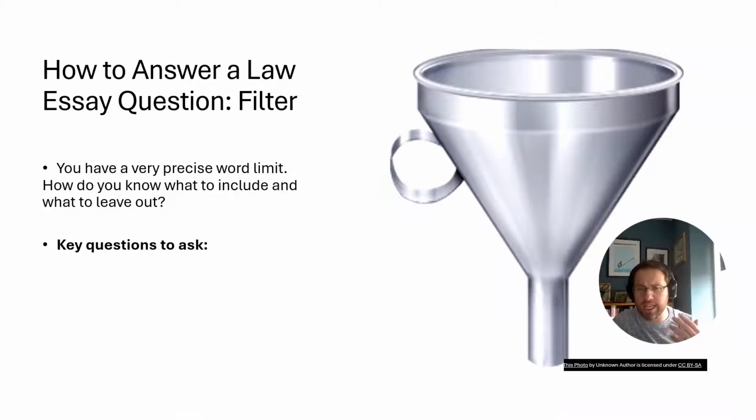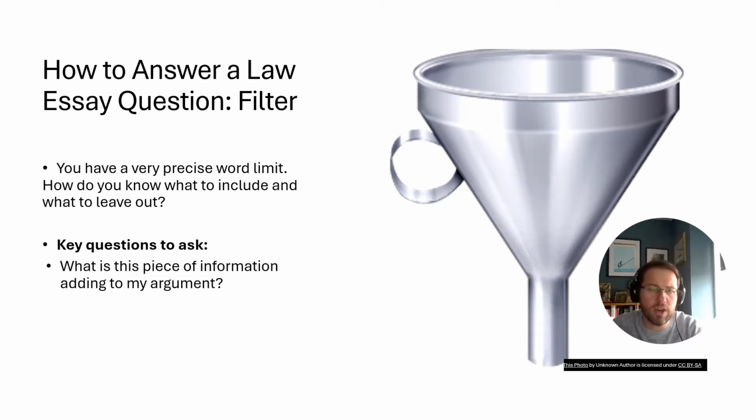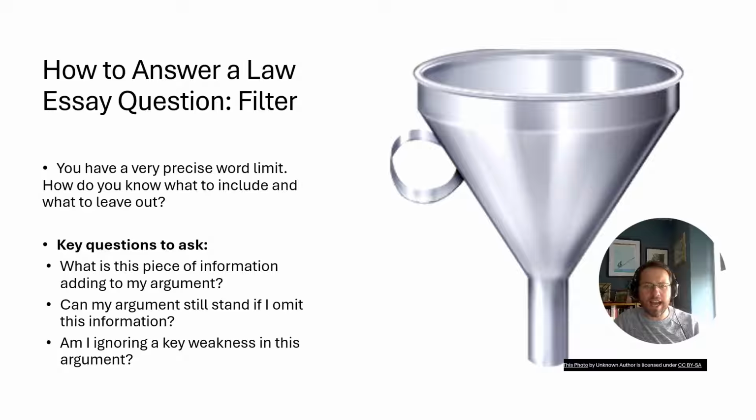And for me, there are key questions to ask when trying to figure out what to include or exclude in a question. The first thing to think about is, what is this piece of information adding to my argument? Can your argument stand without this information? Is this piece of information absolutely necessary for my argument to stand? The second thing to ask is, can my argument still stand if I omit this information? And then the third thing is, am I ignoring a key weakness in this argument?